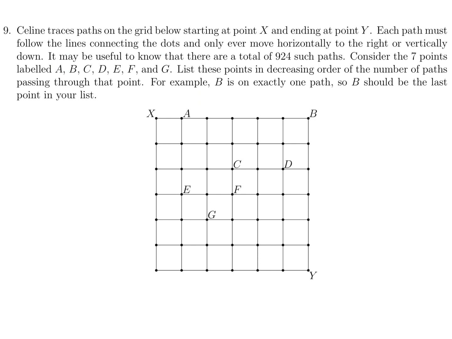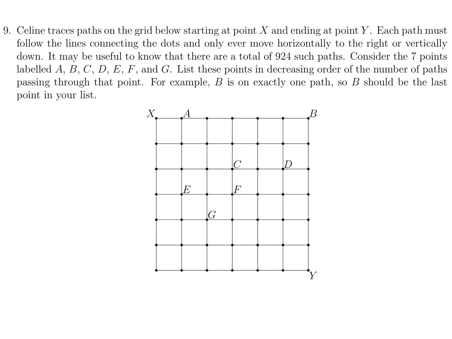Celine traces paths on the grid below, starting at point X and ending at point Y. Each path must follow the lines connecting the dots and only ever move horizontally to the right or vertically down. It may be useful to know that there are a total of 924 such paths.